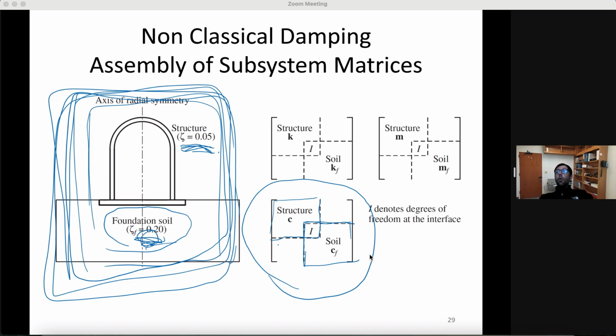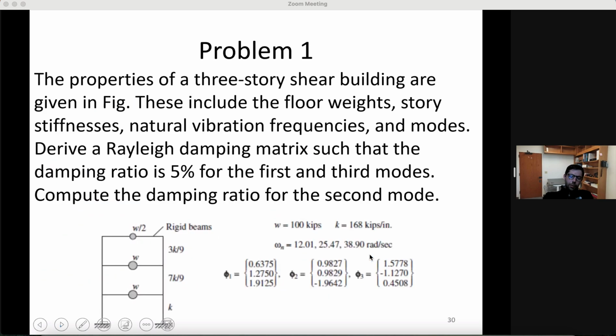You're talking of non-classical damping? Well, in most of the problems you will be working on, you will be using classical damping. You will be using one of the options we have seen before, and the problems which are assigned at the end of this presentation will cover basically those concepts, okay?